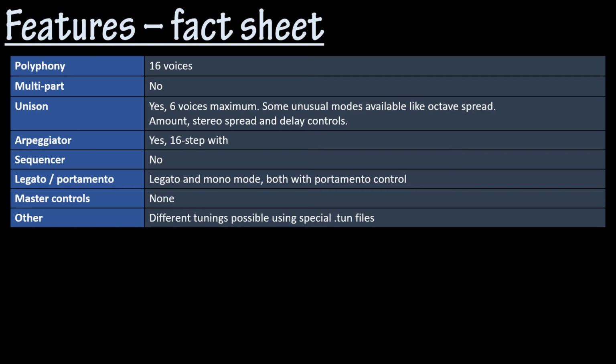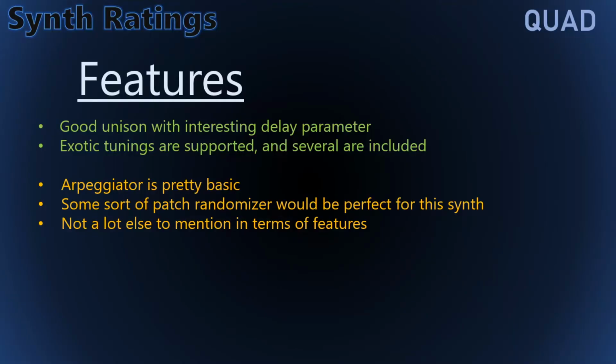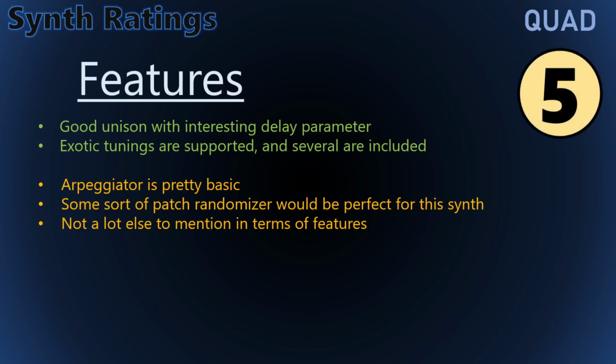That's about it for the features. Scoring the features. On the plus side, we have good unison with an interesting delay parameter. There is support for exotic tunings, and several of them are included. The negatives here are that the arpeggiator is pretty basic, and as I mentioned earlier in the video, I would really love to see some sort of patch randomizer that would suit this synth perfectly. As for features, there's not a lot else to mention, and the rating for this category is an average 5.